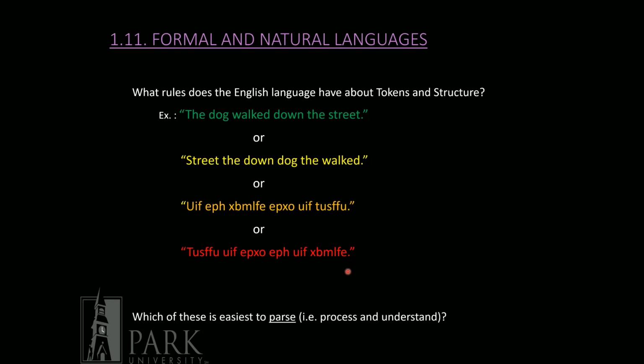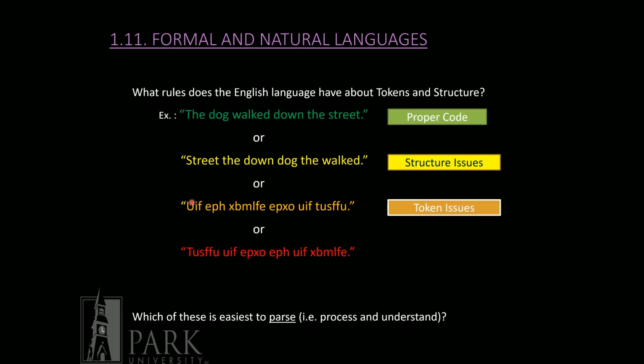So obviously, which of these are easy to parse? Well, that's going to be the first one because it's proper, quote-unquote, code. The second one has structure issues, right? We've rearranged the structure of the program and it no longer makes sense. The third one has token issues because we've shifted all the letters. And the last one has token and structure issues because now it's just a hot mess, is all it is.